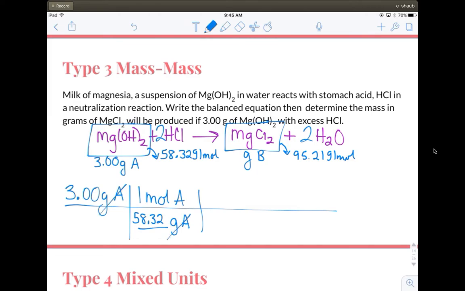So once I get to moles of A, now I'm at that mole ratio part. So this is where I use the coefficients. If you notice in this balanced equation, they're both 1. So for every 1 mole of A, I produce 1 mole of B. Even though you recognize it's 1-to-1, it's very important to always show that. Showing more work is better, it'll just help you keep track of what you have.